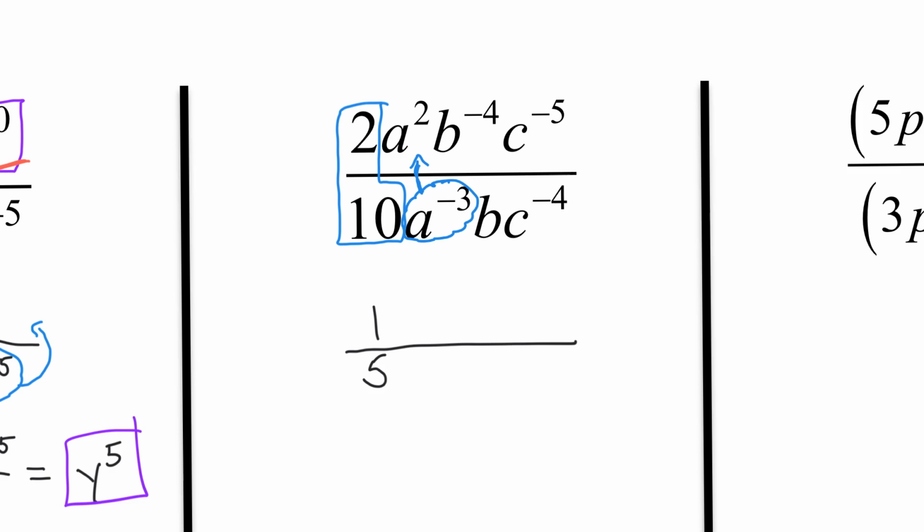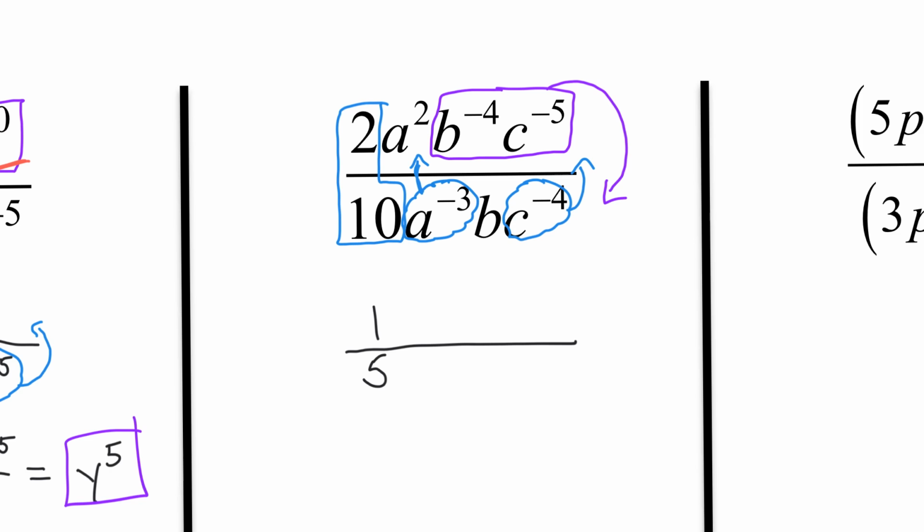And I also have this c on the bottom, and I'm going to take that to the top of the fraction. On the top, I have a b to the negative 4th power and c to the negative 5th power. Since they're negative, I'm going to take those to the bottom of the fraction, and those exponents will become positives.